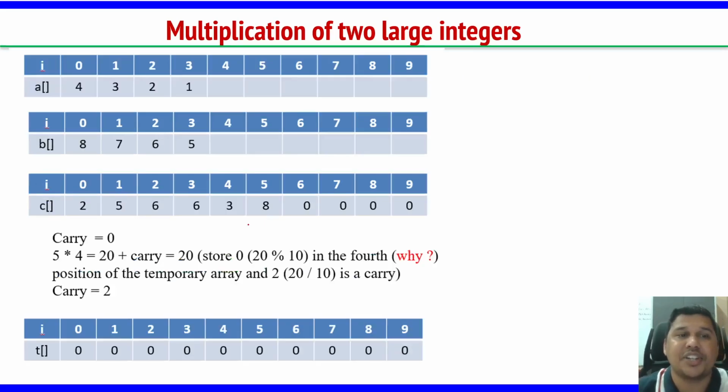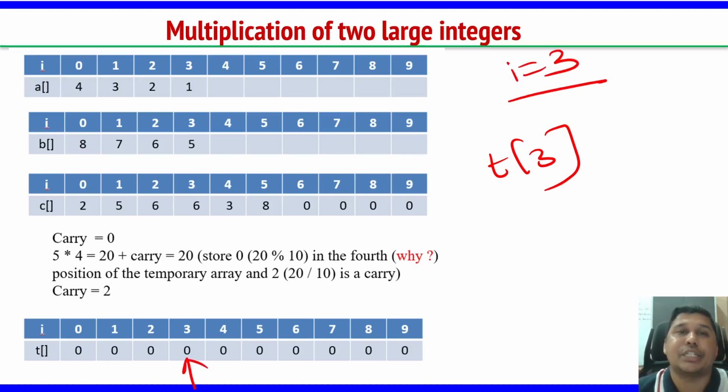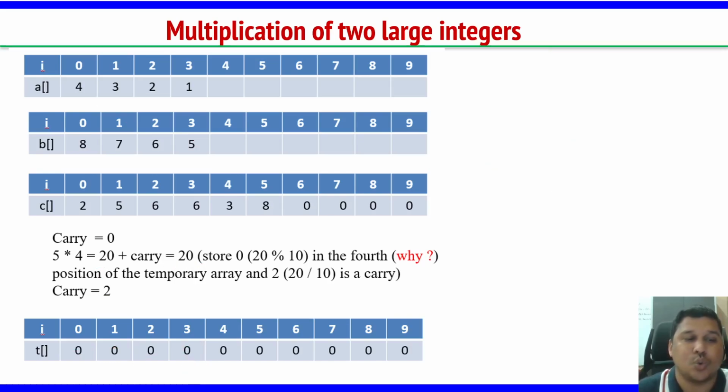Now the final iteration here. This time you will start inserting from t of 3, that is from this location you will start filling, because the i value is 3 this time. So this 3 will remain 0 always. So 5 into 4 is 20, carry 0. So 0 comes here, carry is 2.